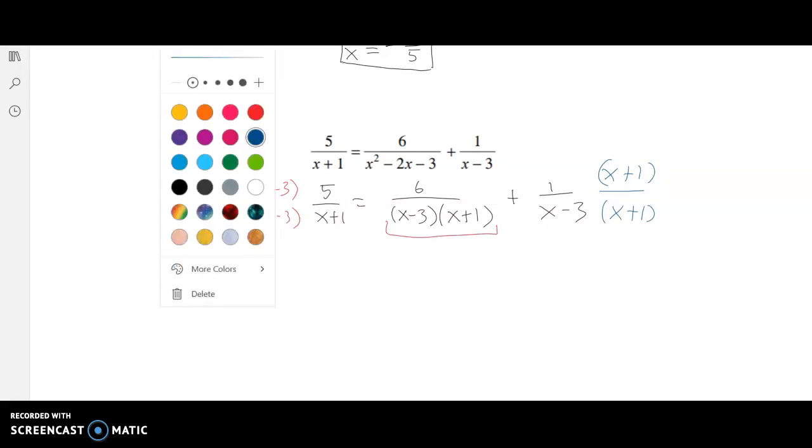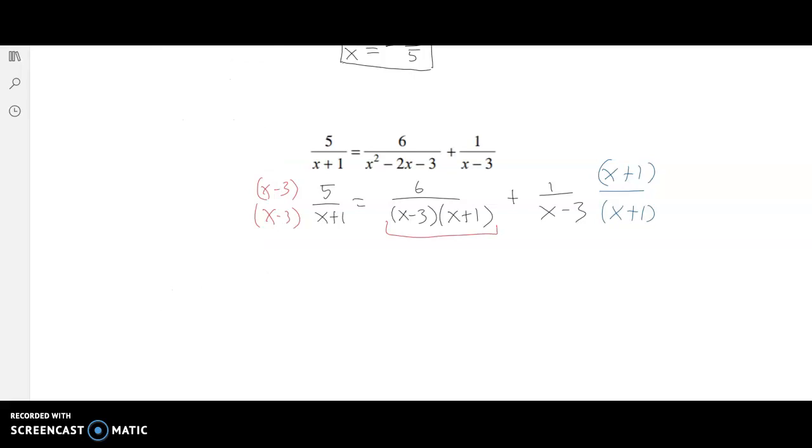So I did a lot there. Let me rewrite all of this. When I multiply x minus 3 times 5, I'm not going to distribute that just yet, so I'm just going to leave it as 5 times x minus 3. And then the bottom will be x minus 3 times x plus 1. That's equal to, I didn't do anything to this middle fraction, so that all stays the same. It already had everything I needed in the bottom.